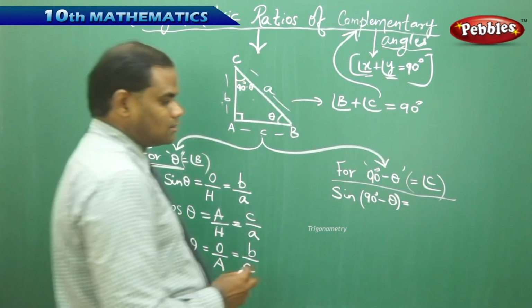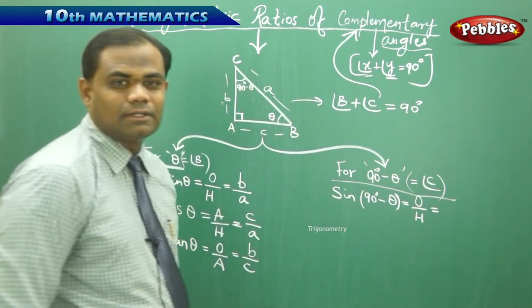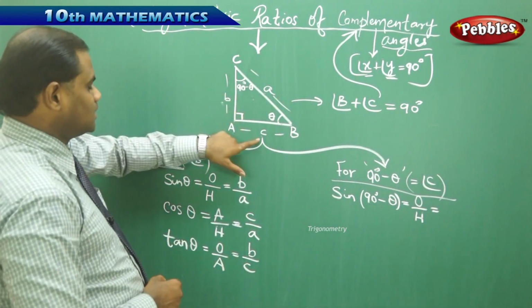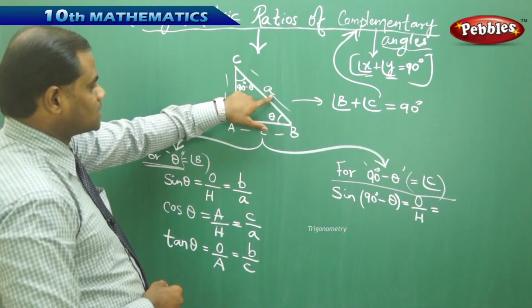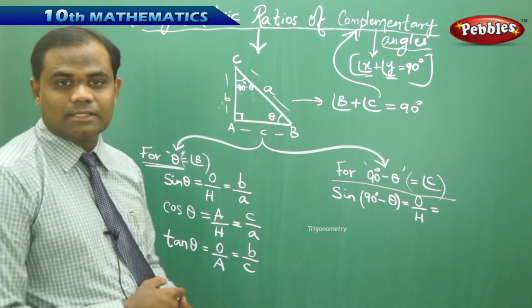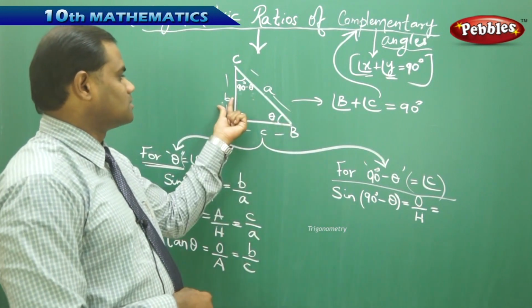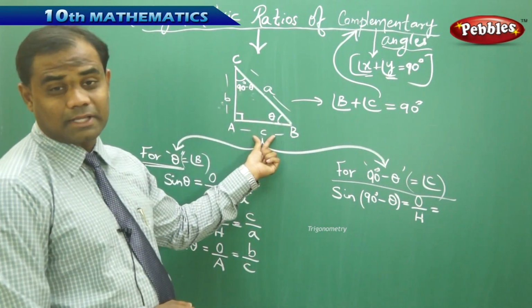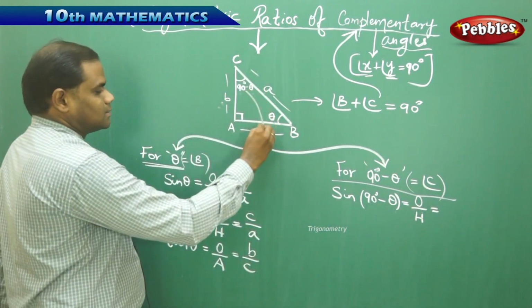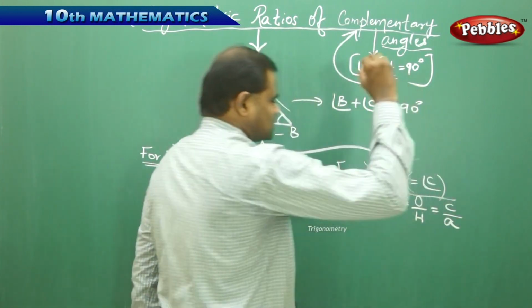In this case it is opposite by hypotenuse, but here the opposite side is not the same as before, because opposite to 90 minus theta is C and hypotenuse is A. Opposite of theta is B and opposite of 90 minus theta is C. So the opposite side changes with the angle. This angle has its opposite side here, and this angle has its opposite side here. Therefore, for 90 minus theta, my opposite side is C, and I get C over hypotenuse, which is A.